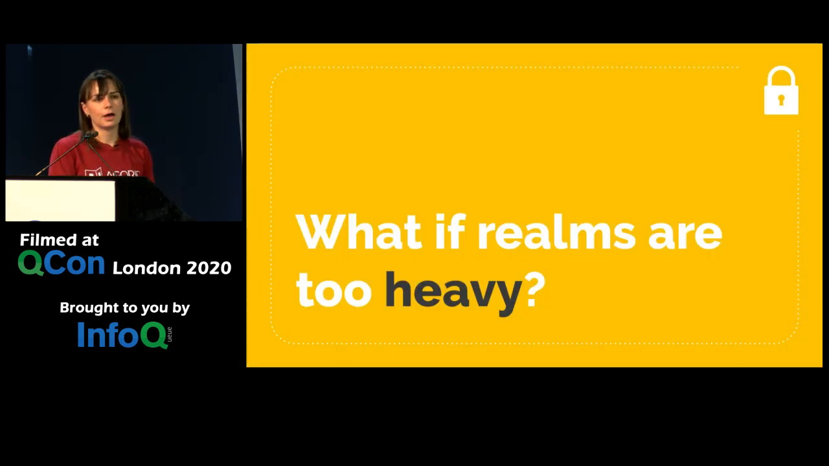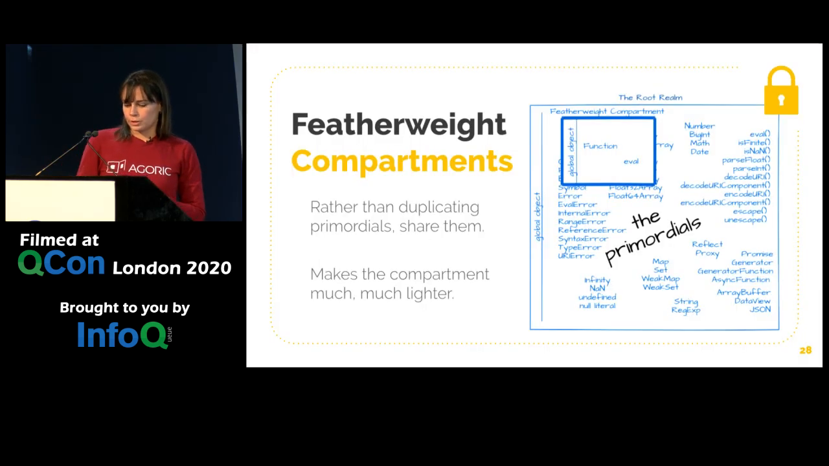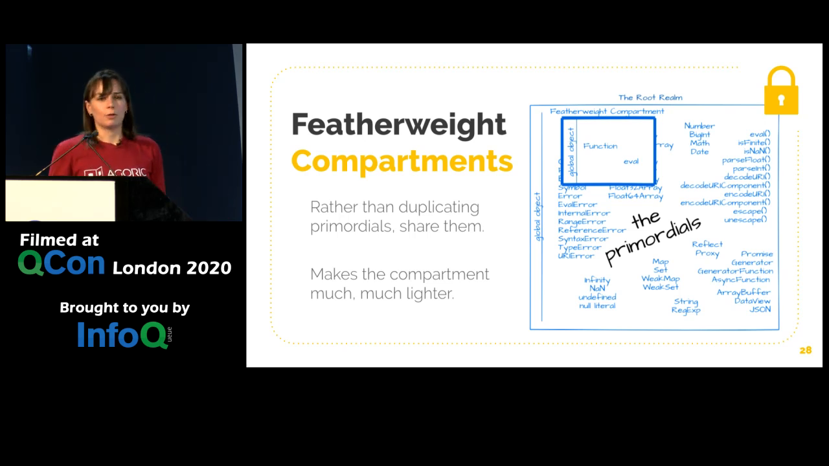But what if realms themselves are too heavy? Can we go even lighter than that? So rather than duplicating all of the primordials, the things like object, array, function, that sort of thing, a featherweight compartment just shares them, and this makes the compartment much lighter. A newly created compartment doesn't have access to the outside world or any of the host-provided authority, so we can safely evaluate code in that compartment.